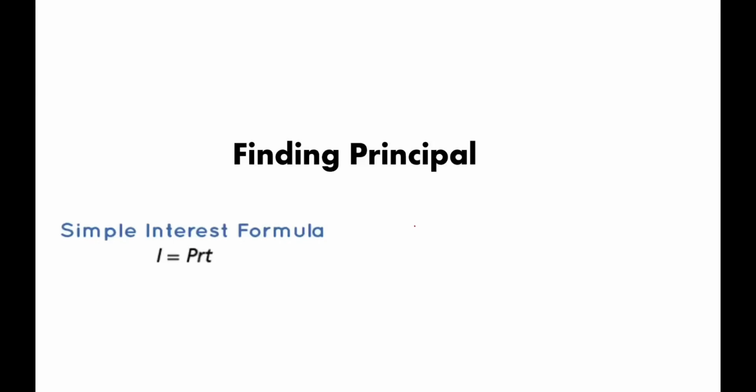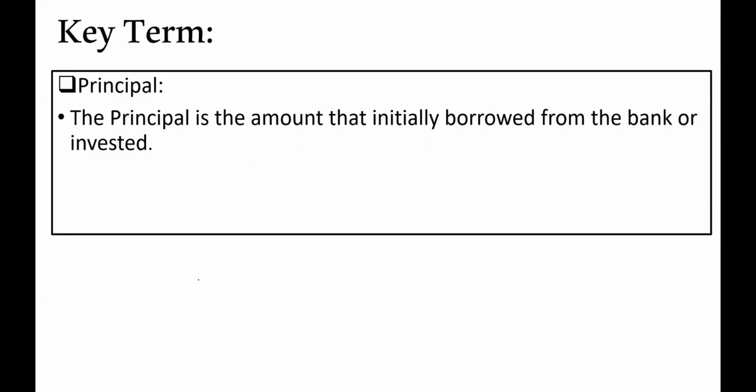In this video, you are going to learn how to find principal using the simple interest formula. Before we go into the example, you need to know what we mean by the word principal. Principal, as it relates to math, is the amount initially borrowed from the bank or invested. So principal basically is the money borrowed from the bank or money invested.